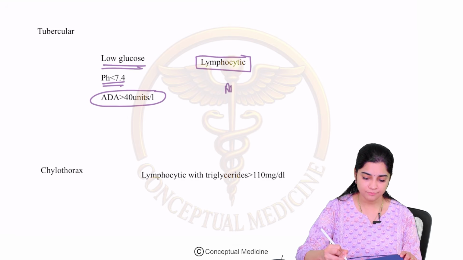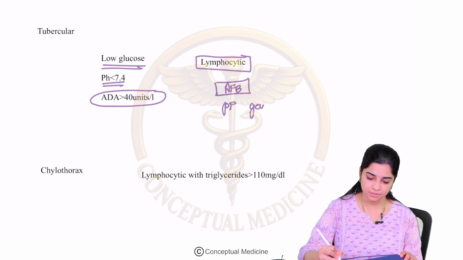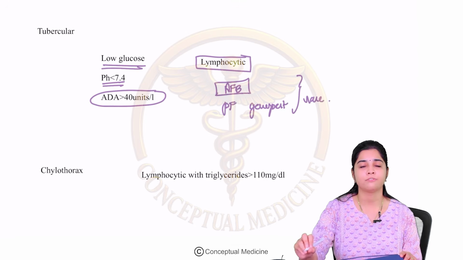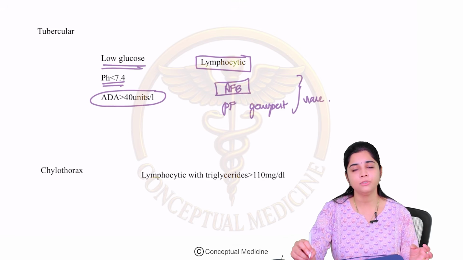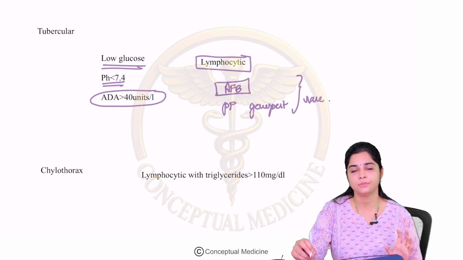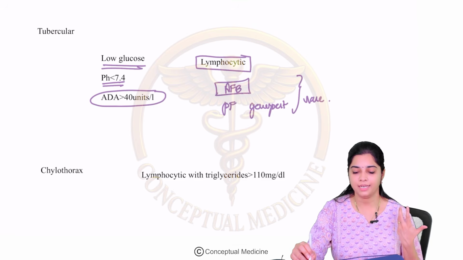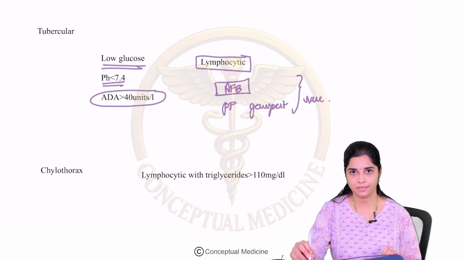And most of the time, will you find AFB or not? AFB positivity or pleural fluid GeneXpert positivity is very, very rare in tubercular effusions because they are due to a hypersensitivity reaction. They are not due to actual seeding of bacilli into the pleural cavity. They are due to hypersensitivity reactions and hence the presence of AFB or GeneXpert positivity is quite rare.